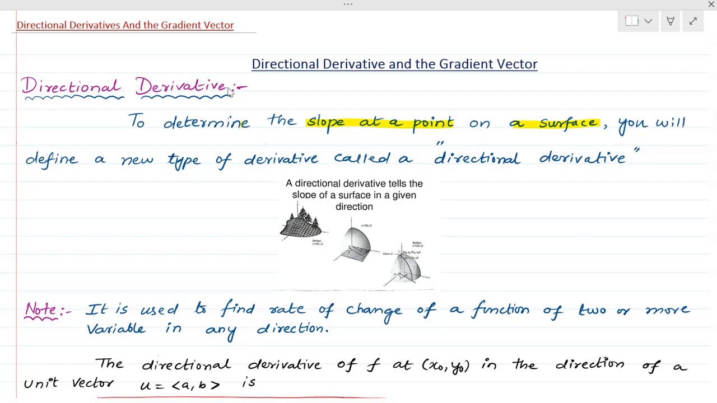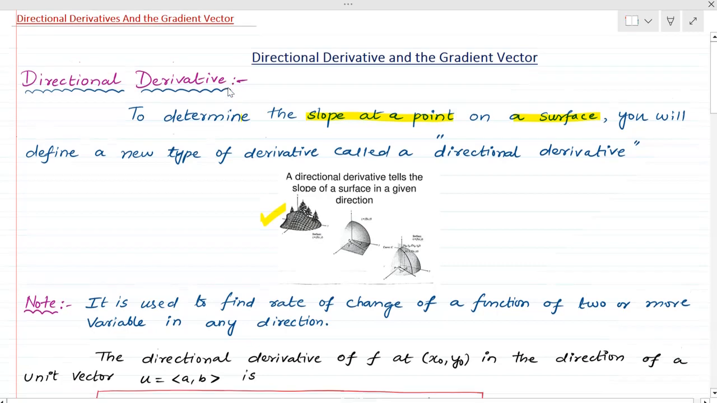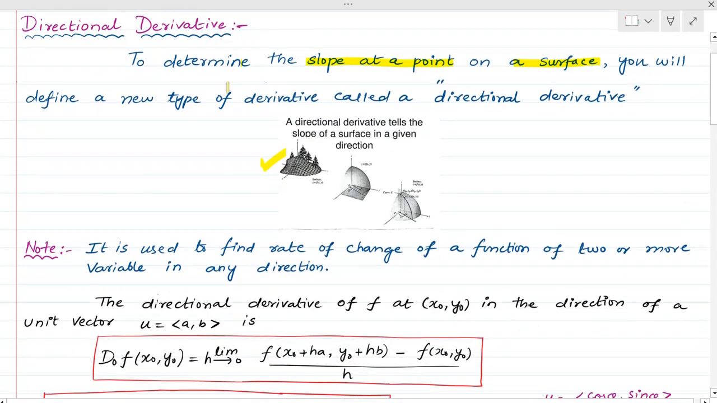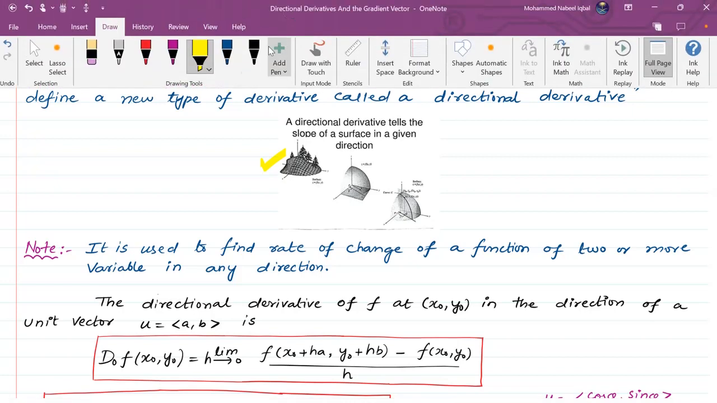Let us take an example of a real world problem. A directional derivative tells the slope of this curve. This is a hill in this tree. So we have to find the slope of this curve on the surface. This is where the directional derivative is used. It is also used to find the rate of change of a function of two or more variables, the directional derivative. Now, we will go to the next one, the formula.